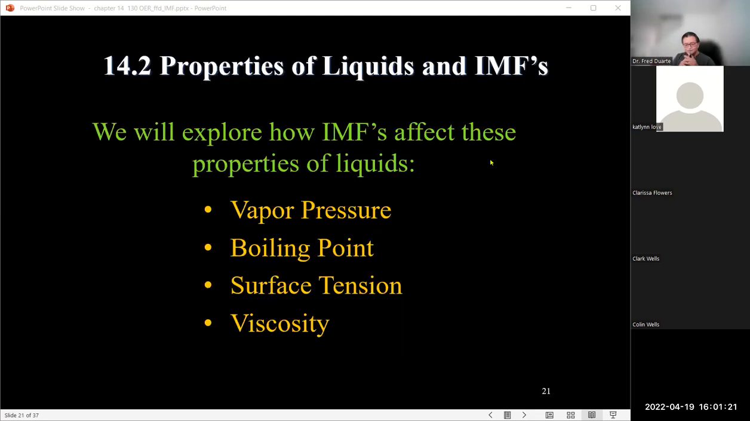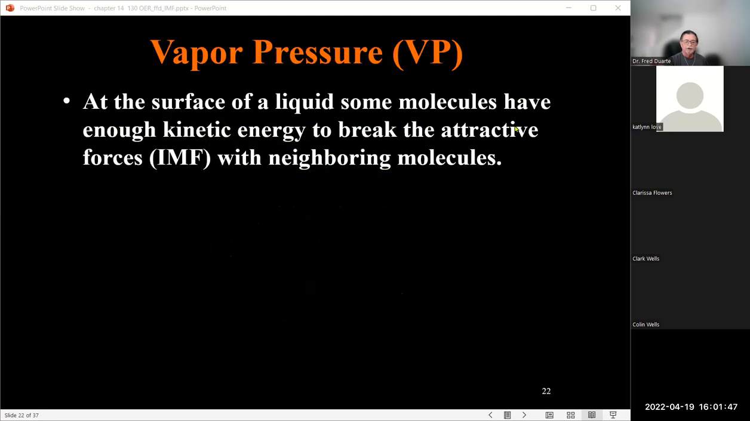All right, so given this information about the forces, now it will allow us to do some relative measurement and relative comparisons of what we call vapor pressure, boiling point, surface tension, and viscosity, okay? All right, so let's take a look at vapor pressure.